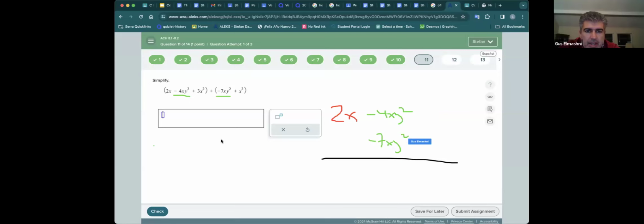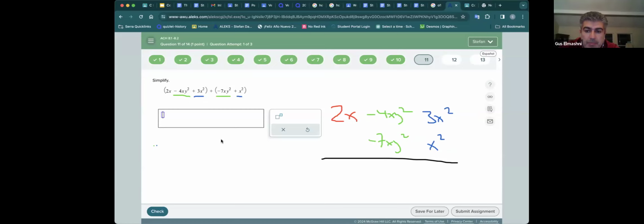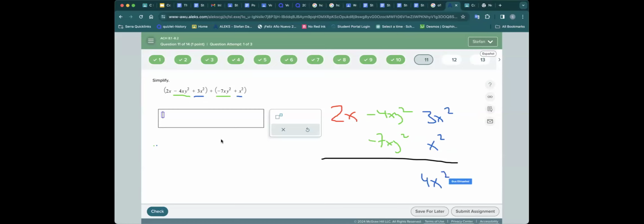And then lastly, we'll go blue here. 3x squared and x squared. Great. Awesome. So that'll be 4x squared for the blue. Yep. The one over would be the greens. What would the greens be?